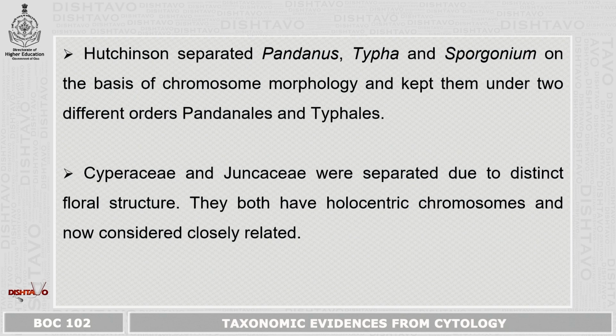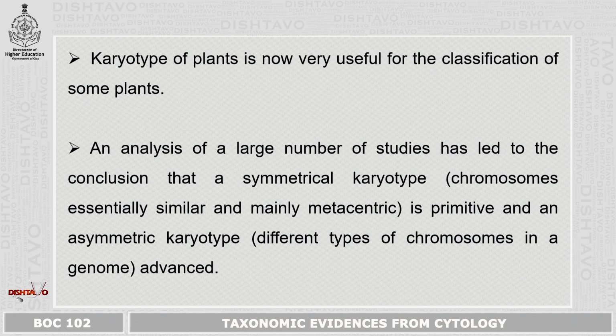Hutchinson also did some work. He separated Pandanus and Typha, Sparganium on the basis of chromosome morphology and kept them under two different orders, Pandanales and Typhales. Similarly, Cyperaceae and Juncaceae were separated due to distinct floral structures, and they both show holocentric chromosomes and are now closely related. Now students, karyotype of plant is very useful for the classification in some plants.